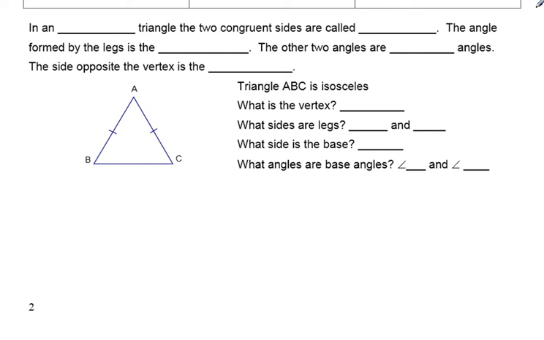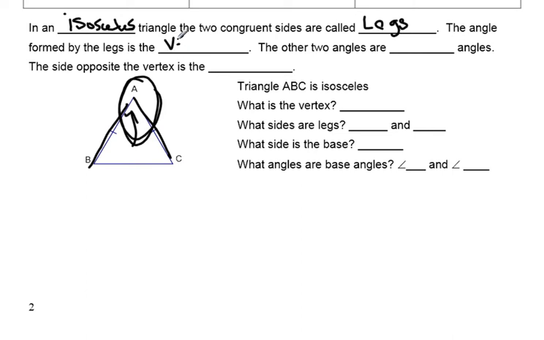An isosceles has a bunch of different vocabulary words embedded in just this one triangle. In an isosceles triangle, the two congruent sides, so here AB and AC, are called the legs, just like the two sides in a right triangle that are adjacent to the right angle. The angle formed by the legs, this angle A, is called the vertex angle. The other two angles, down here and down here, are called the base angles.